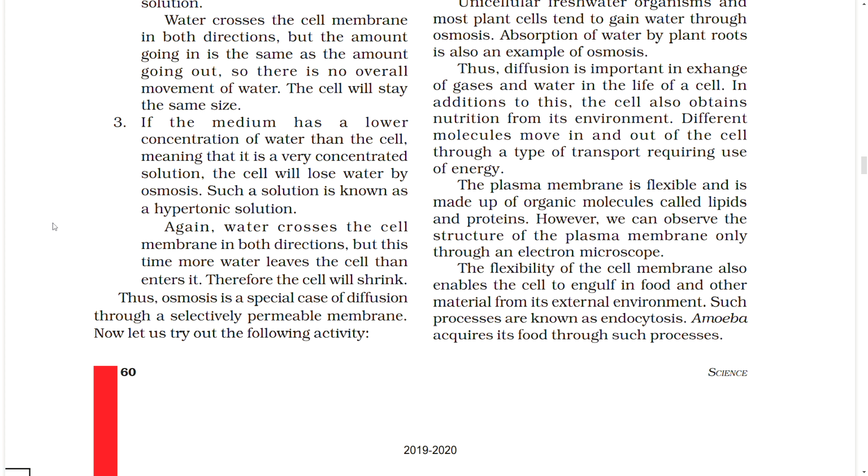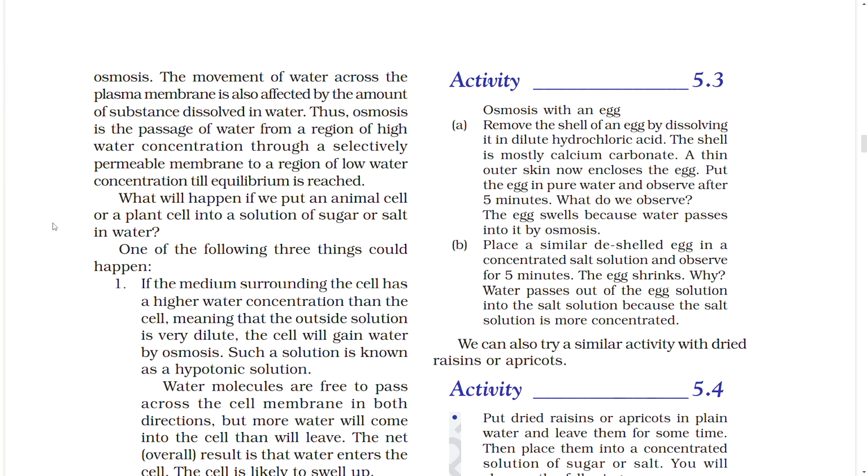Now, let us try out the following activity. Activity 5.3. Osmosis with an egg. A. Remove the shell of an egg by dissolving it in dilute hydrochloric acid. The shell is mostly calcium carbonate. A thin outer skin now encloses the egg. Put the egg in pure water and observe. After 5 minutes, what do we observe? The egg swells because water passes into it by osmosis.